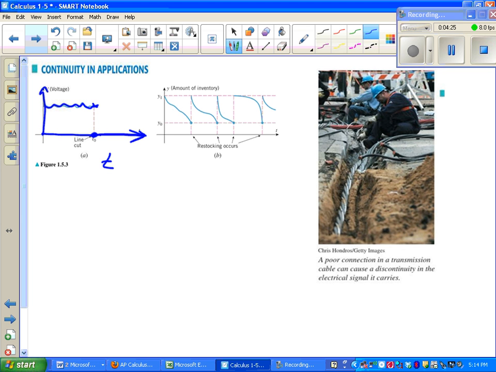Same thing happens with store inventory. When you restock your store, you might have dwindling supplies, but then the next day restocking happened and you're back up to the top. So that would be an example of discontinuity too, like a store selling a bunch of items and then getting a new shipment in. Maybe we go down to having 5 items left, but the next morning we suddenly have 30.